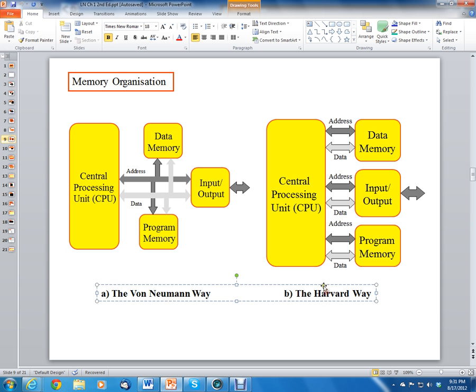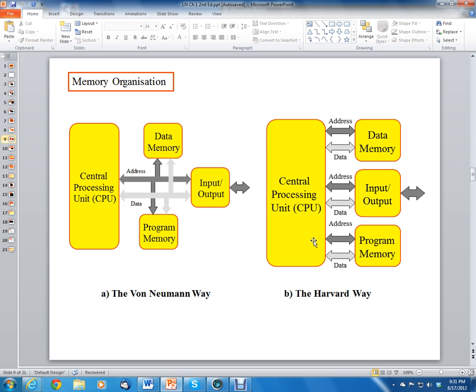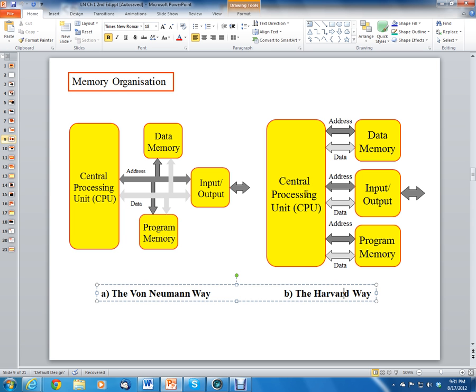Now the Harvard way is that you can have a separate program memory bus, a separate input-output bus, and a separate data memory bus. Okay. So this is nice because even though it's more complex, the central processing unit can process program memory, input-outputs, and data memory all at the same time. So it's faster, but at the expense of being more complex. So most of the microcontrollers are going to be the Harvard way, okay? Whereas your PC, your main PC, or your laptop would be the von Neumann way, okay?